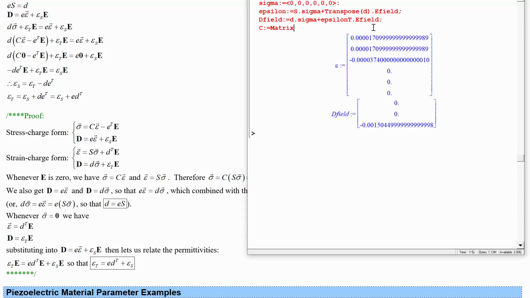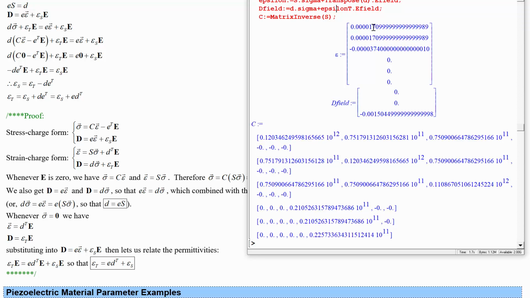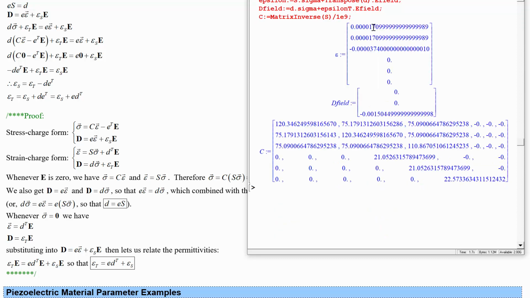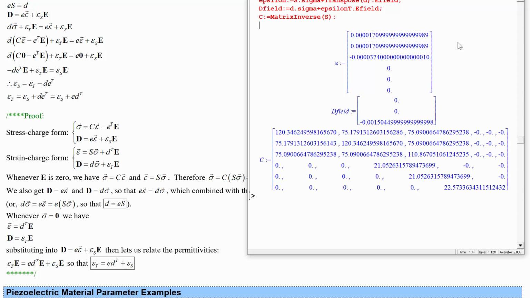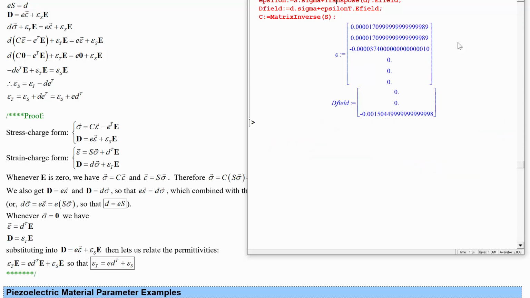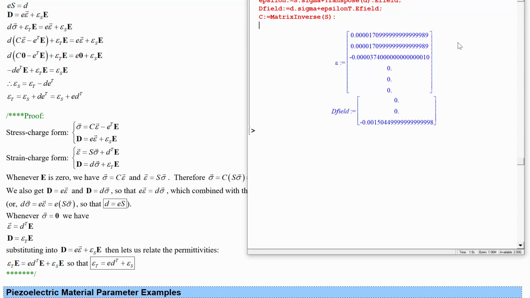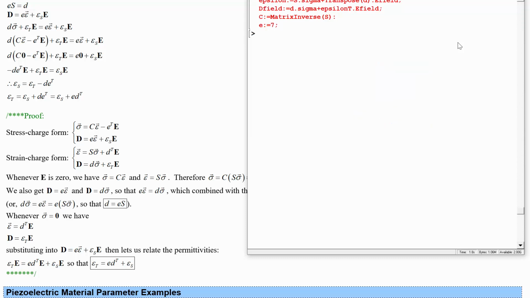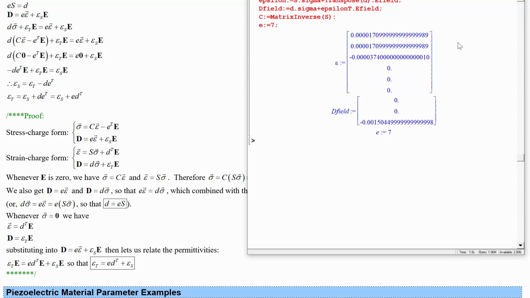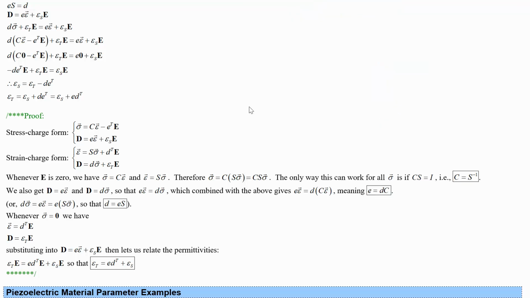First, C is the matrix inverse of S. And this is kind of gross. You can clean it up by expressing it in gigapascals. So now it looks a little bit nicer. Divide by 1e9 to see how many gigapascals it was. Anyway, we'll just take C as the regular one, in its regular units, and just won't display it. So now that we've got C, we can find E, the E matrix, which we probably cannot assign to in Maple. Let's see. Does it let us do that? Apparently it does.